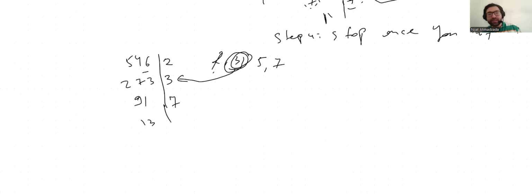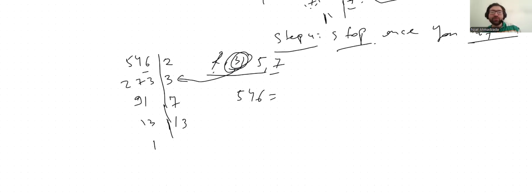For 13, we start with 7 because already the smaller ones didn't work for the last number. 7 itself doesn't work. 11 doesn't work. 13 is a prime number. Okay, we hit 1, we stop, because you remember, step 4: stop once you hit 1. So 546 will be written as 2 times 3 times 7 times 13.